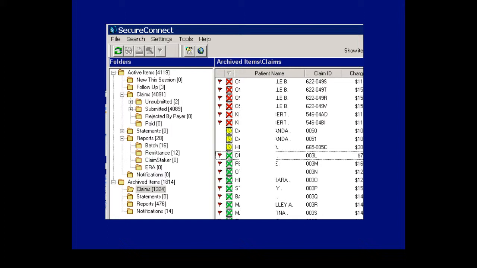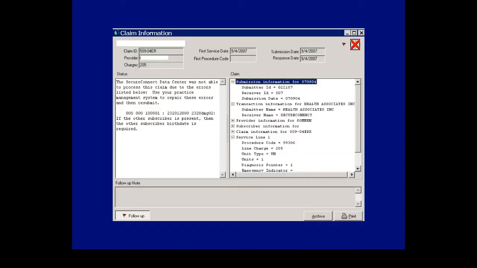It passed the edits, but there are some things that might be a little quirky on it. Well, one thing that can come up right here: if other subscribers are present, then the other subscriber's birth date is required. Well, I need a subscriber. If I'm not the subscriber, I need the date of birth. So if I'm a pediatric child and I'm on mommy's coverage, I need mommy's date of birth in my computer system and demographics to make sure I can get paid.